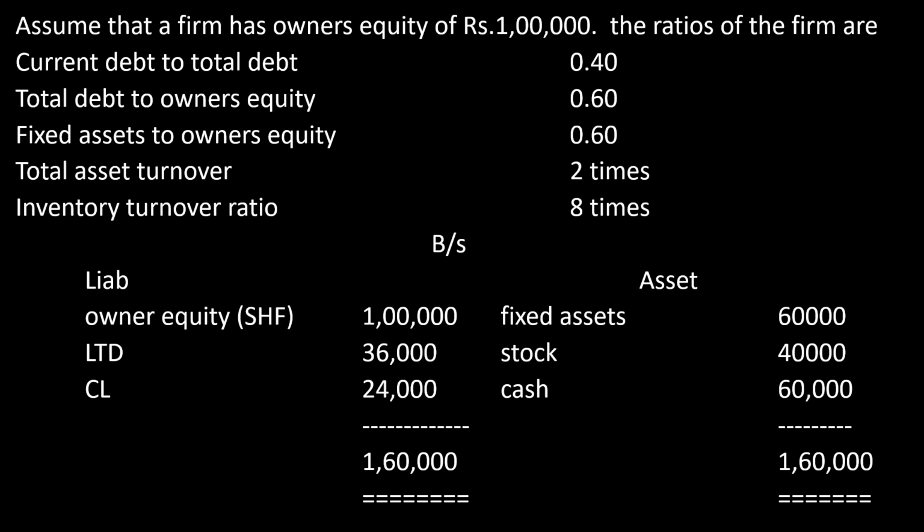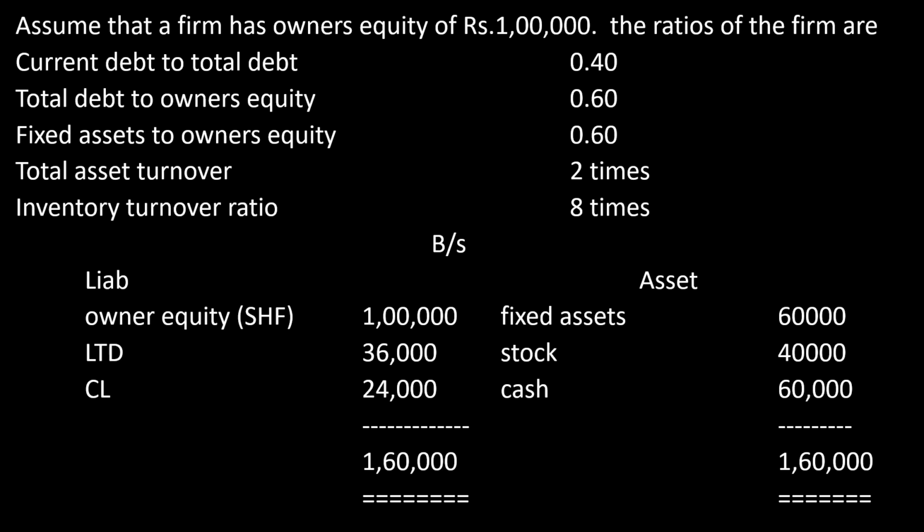And this is a sum you can try by yourself also. Assume that the firm has owner's equity of 1 lakh. The ratios of the firm are given. Current debt to total debt. Whenever you come across "to", I told you what formula you should use. Current debt to total debt means current debt divided by total debt is equal to 0.4. Then total debt to owner's equity. Once again "to" here.